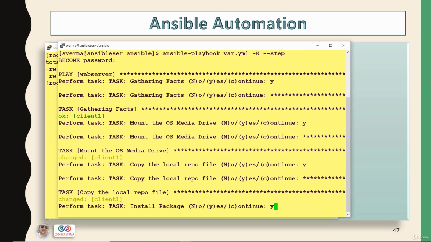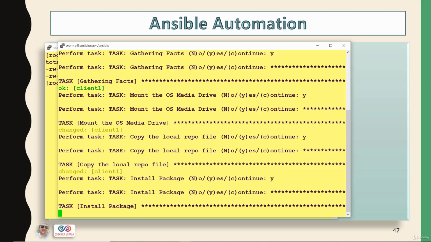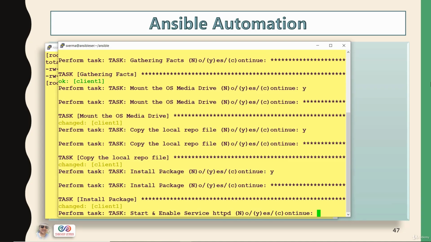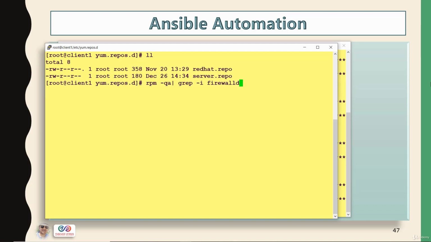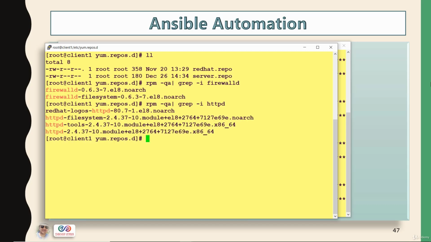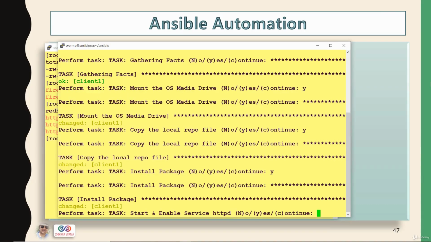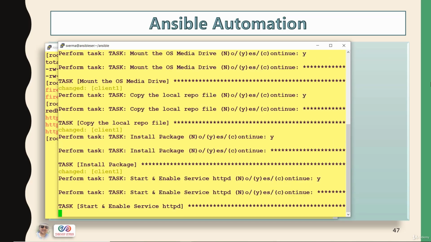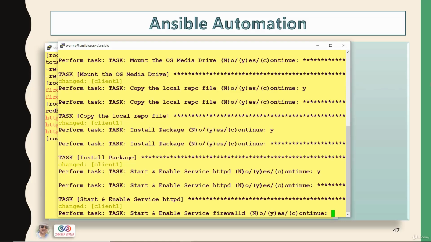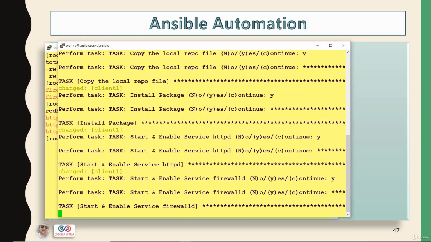Install the packages. Yes, it is going to install 3 packages one by one. That's done now. You want to cross check. Firewalld has been installed. Okay, so everything has installed. The next task is to start and enable the service, that is httpd. Done. Firewalld done.